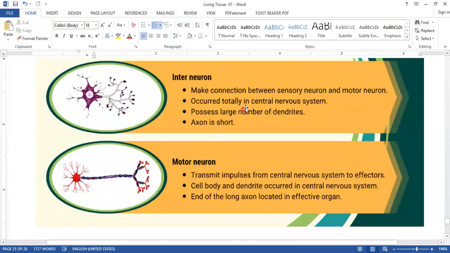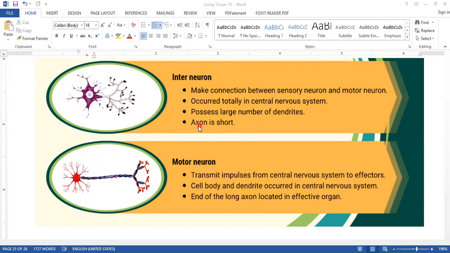So it occurs totally in the central nervous system. It could be the brain or the spinal cord. And the second one is it possesses a large number of dendrites. Look at this one, the number of dendrites we can find here, these large numbers.